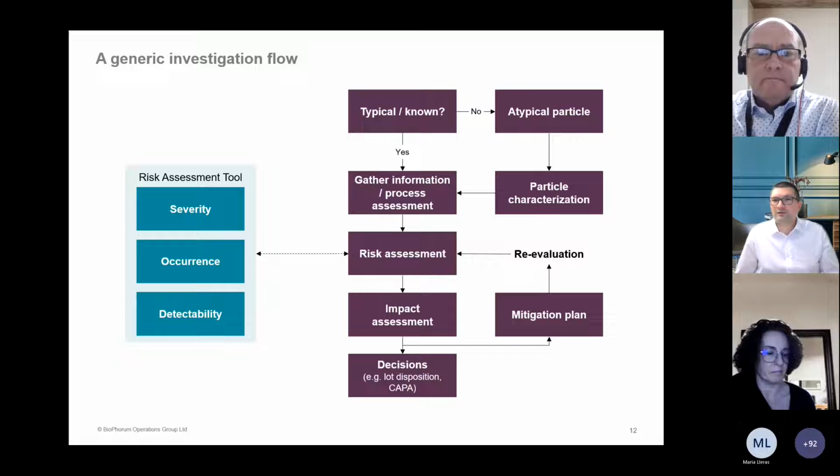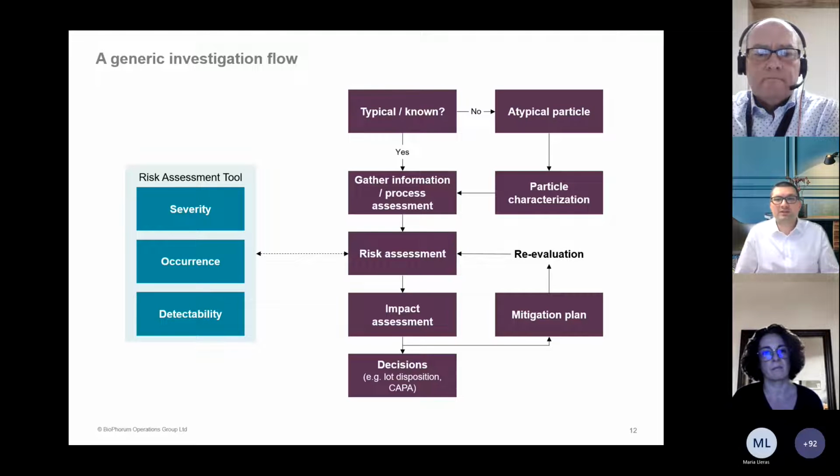In the end, you will need to perform a risk assessment, and this is where our risk assessment tool actually comes into play. A very important factor is the potential patient impact when we talk about particles. So we want to understand what if we missed the particle and it was administered to a patient, what would be the potential effects to the patient? That's one aspect of it.